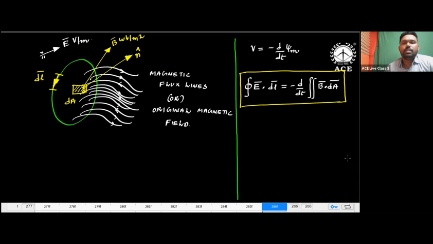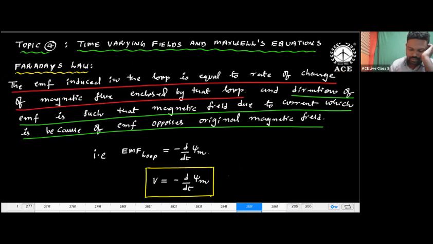How can you induce the EMF here, beta? Ultimately, what is required here? These flux lines should cut the conductor. One way is to fix the loop and change the magnetic field lines. The other is to fix the magnetic field lines and change the loop. Either way you can get the EMF. Clear?